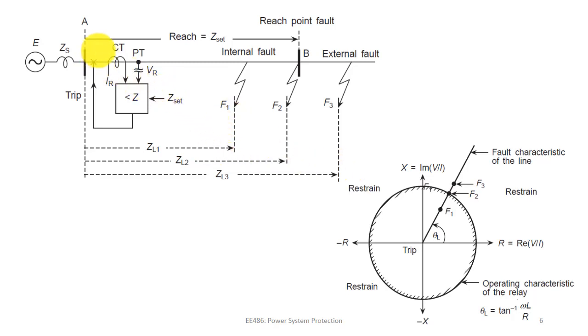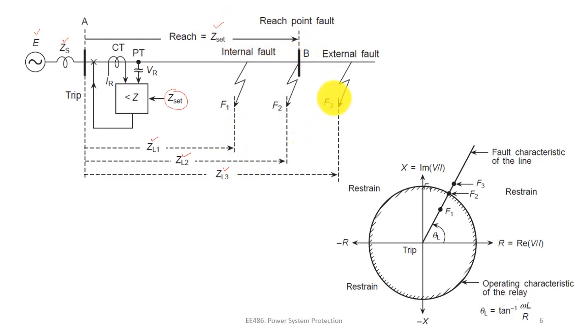Here is the same diagram, the same feeder, having bus A and B. The source voltage is E and the source impedance is ZS, and the setting of the relay is Z set. For different faults, the impedance seen by the relay is different. For fault F1, the impedance seen by the relay is ZL1. For fault F2, it is ZL2. For fault F3, it is ZL3. And the reach of your relay is up to point B, up to bus B.